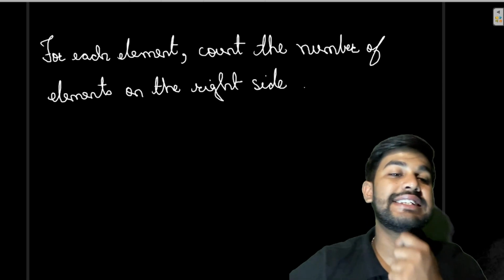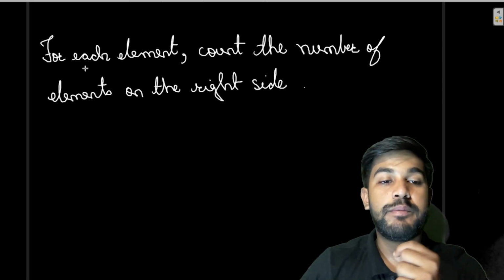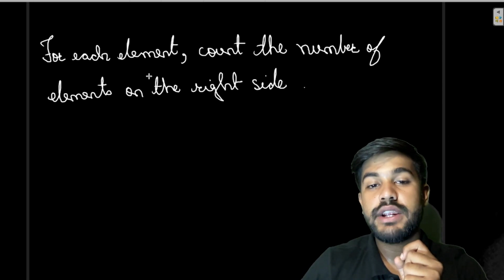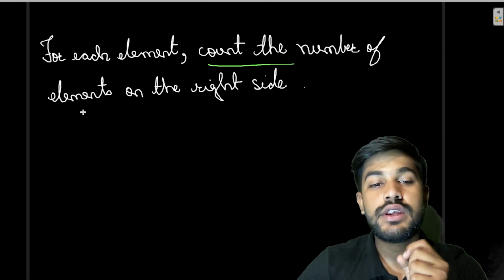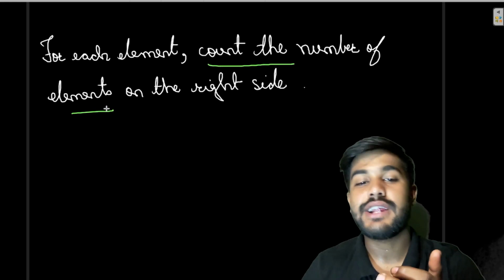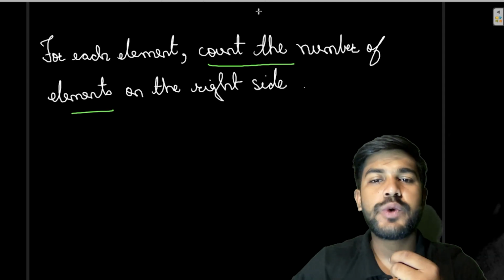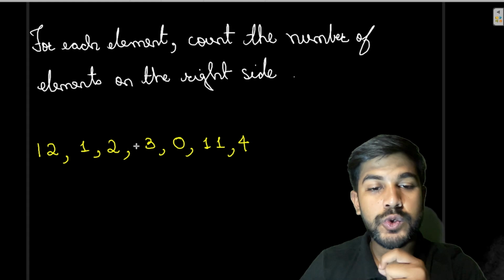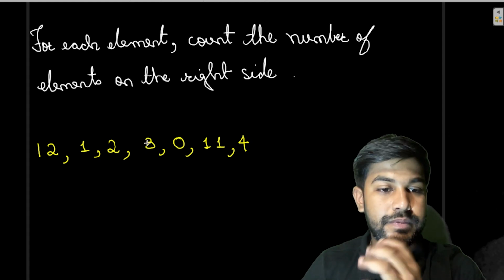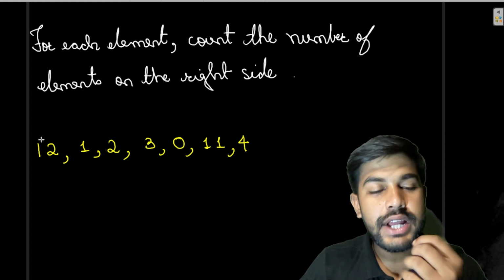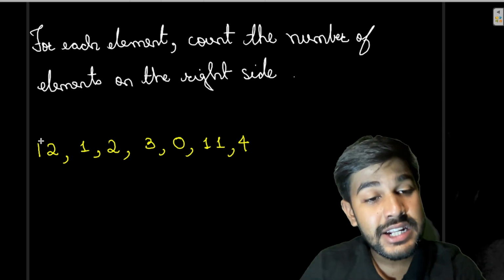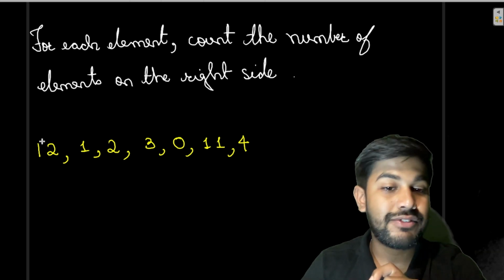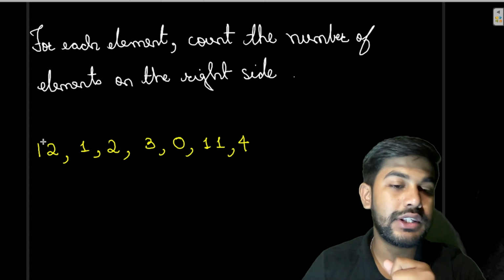Today we would be discussing this problem. In this problem, for each element, you need to count the number of elements on the right hand side that are smaller. Okay, so let us just quickly take an example. Suppose we have 12, 1, 2, 3, 0, 11 and 4. For 12, what are the number of elements that are less than 12? Okay, so we need to return the count.